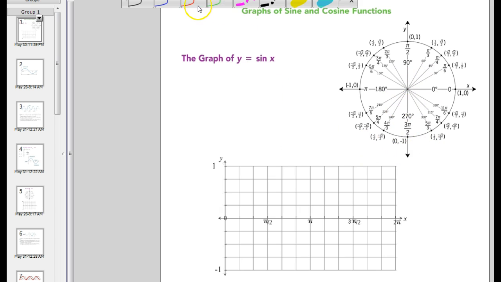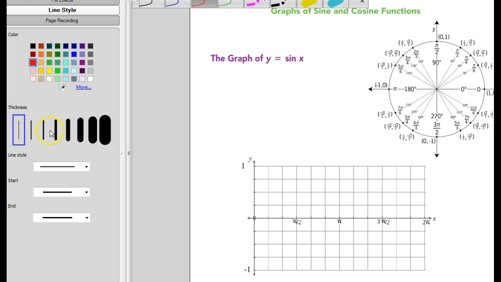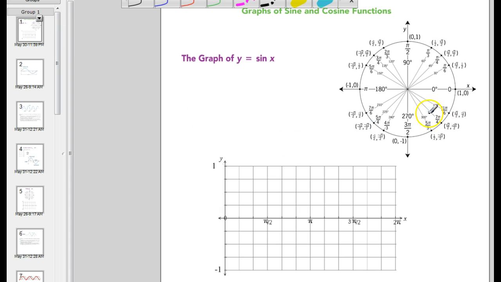Alright, so I'm going to start off, let me get a thicker marker to make my points. I'm going to start off at an angle of 0 radians. This is sine. The sine is the y coordinate of 0. So 0 radians produces 0 for sine. Alright, and at pi over 6, notice here's pi, and there's 1, 2, 3, 4, 5, 6 to get there. So this is pi over 6 right here. So at pi over 6, I've got 1/2.